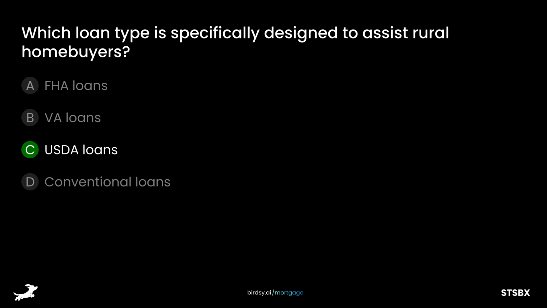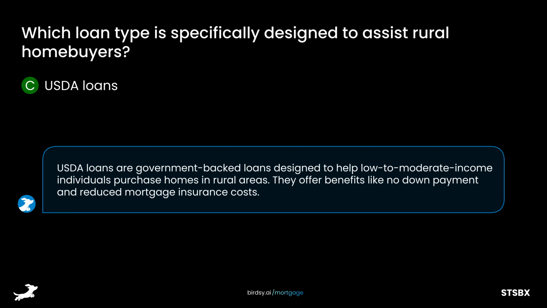The answer is C, U.S. Department of Agriculture, USDA loans. USDA loans are government-backed loans designed to help low to moderate income individuals purchase homes in rural areas. They offer benefits like no down payment and reduced mortgage insurance costs.